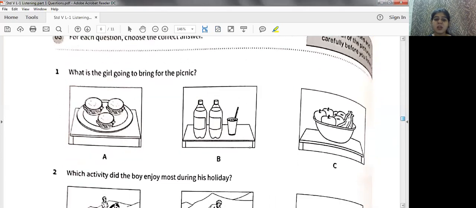What is the girl going to bring for the picnic? First, she decides on a cold drink. Then she decides on fruits, and then her friend says that another friend is also taking fruits. At the end, what does she decide? She decides that she has a slice at her home and other salad material, so she'll go in for sandwich. So the answer is A.